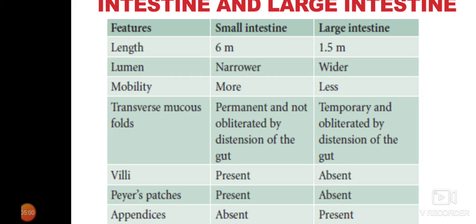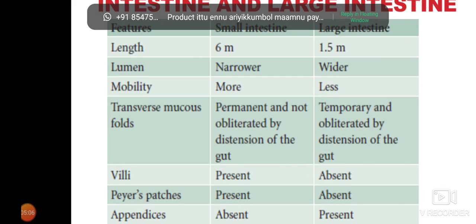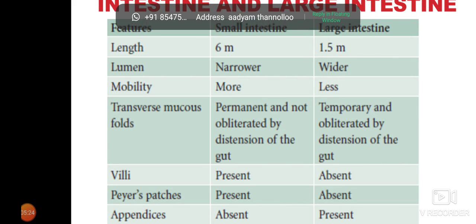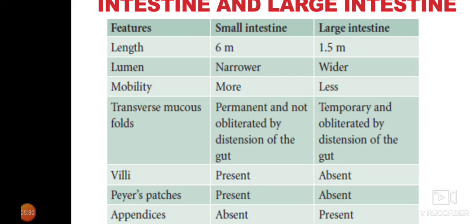So mobility is more in the small intestine, because we know it has three different parts: duodenum, jejunum, ileum. The duodenum doesn't have any peritoneal fold, but the jejunum and ileum have mesentery. So when comparing with the large intestine, most of the small intestine has peritoneum. But in the large intestine, only three areas have peritoneum, so it is less movable. Mobility is more in the small intestine.